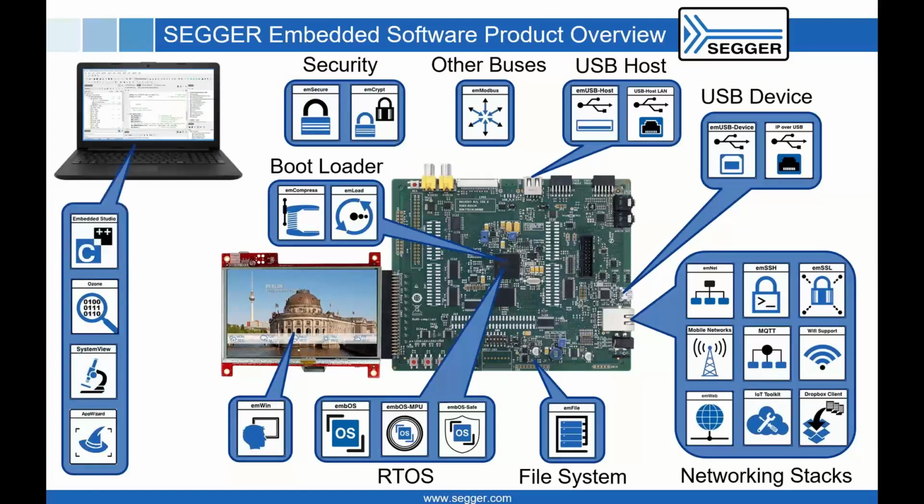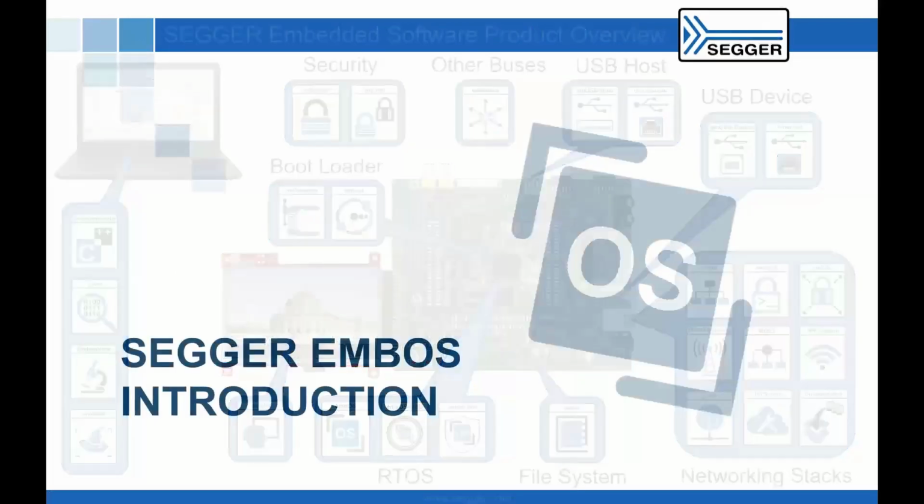The tools on the left are the tools that go onto the host for development. Embedded Studio is our IDE, Ozone is our debugger, SystemView is our recording and analysis tool, and then AppWizard is a tool that allows you to create GUIs using emWin. In the demos, I'll be using Embedded Studio, Ozone, and SystemView. So you'll get to see those in the demos.